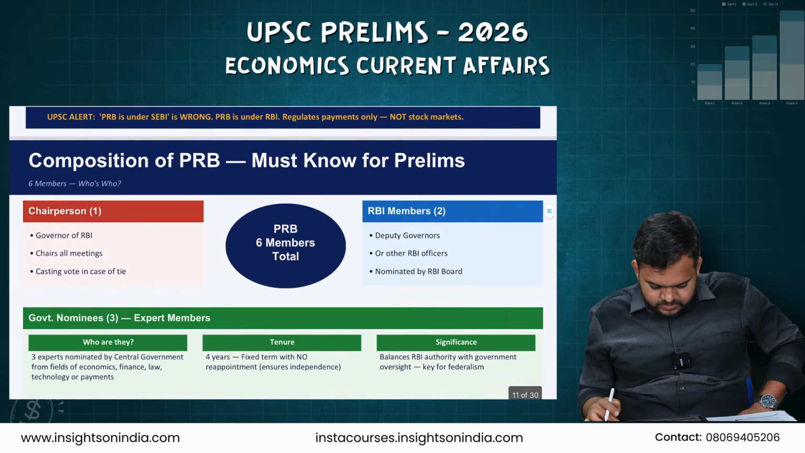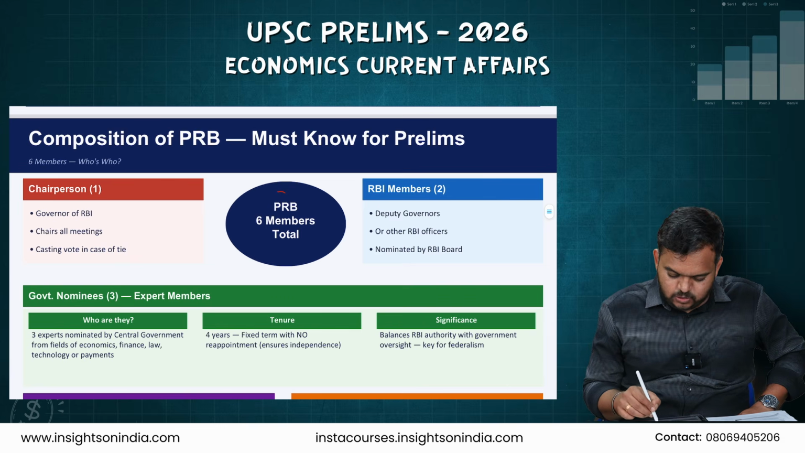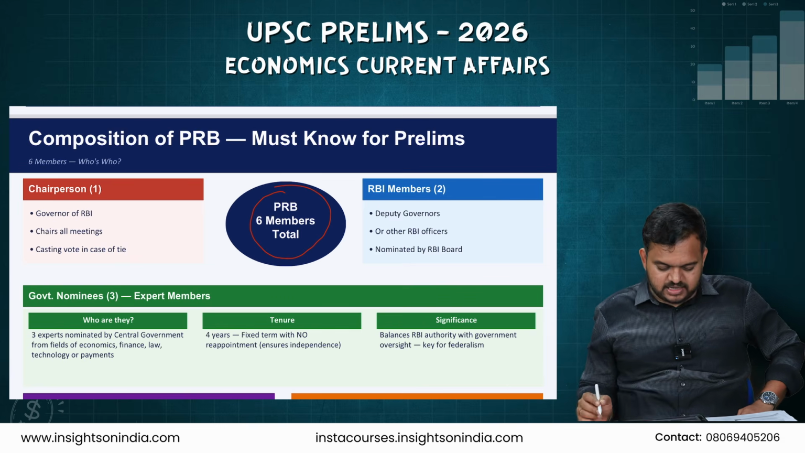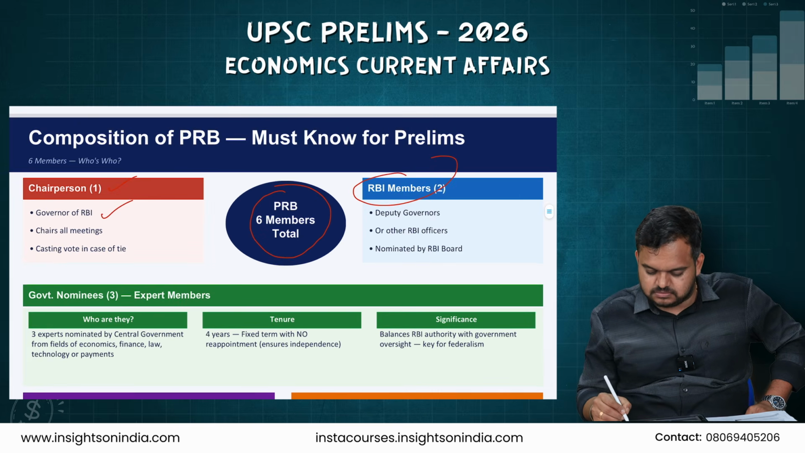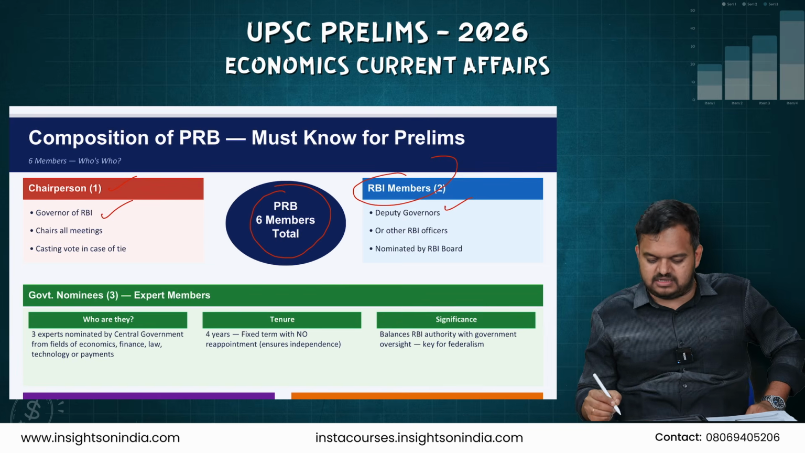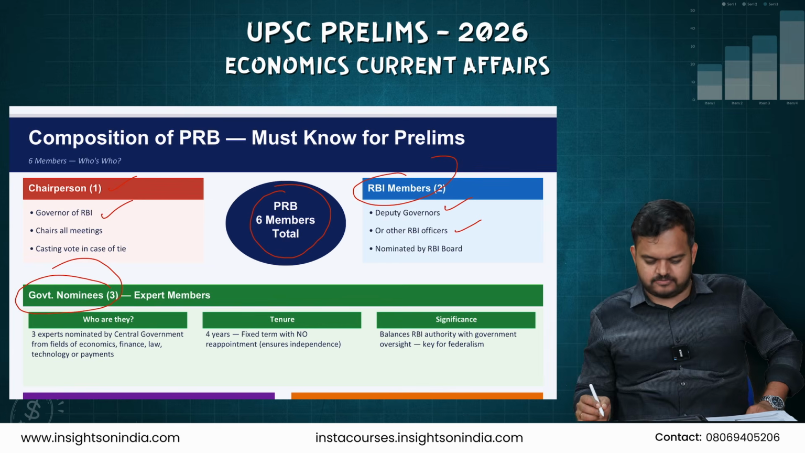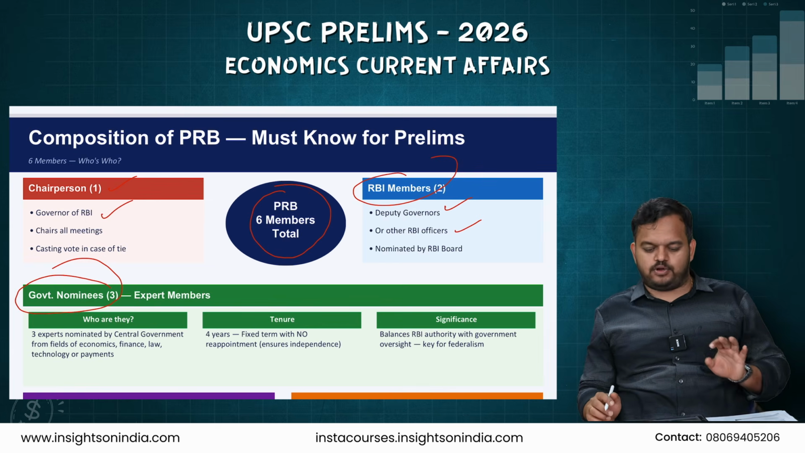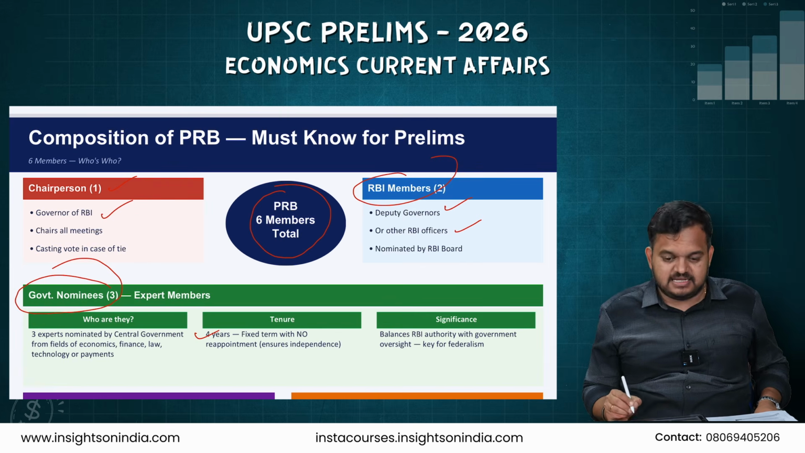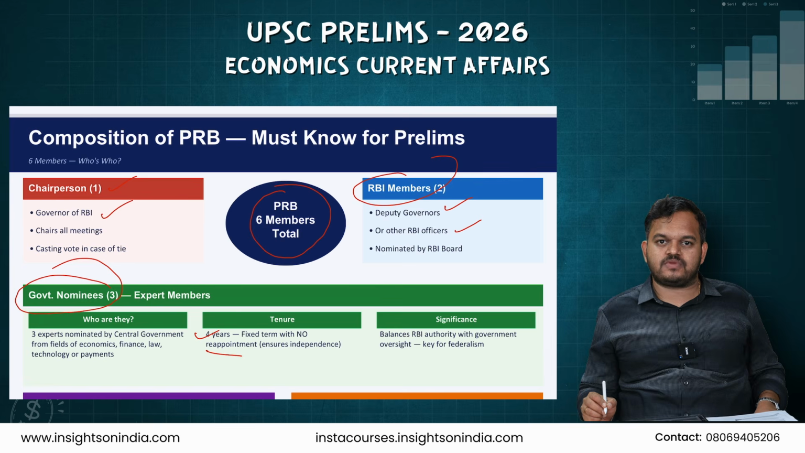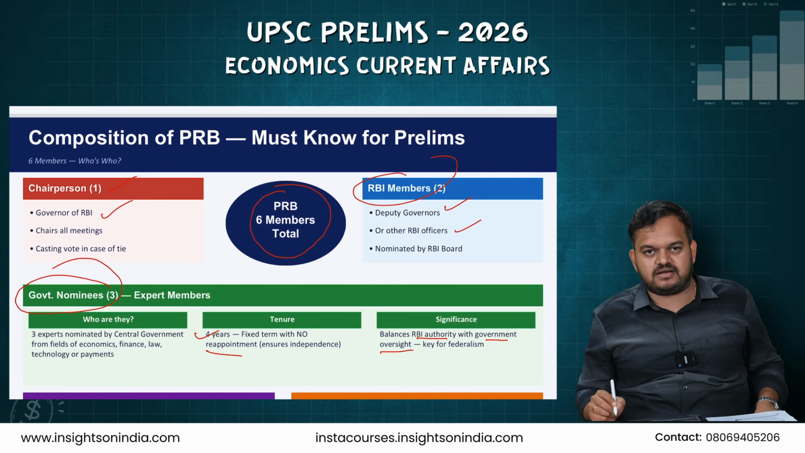That's about it. And there can be a question regarding the composition of PRB. It includes 6 members. Who are they? Chairperson, that is the Governor of RBI. There are 2 RBI members, deputy governors or any other RBI officers. There are 6 government nominees, again same as the Monetary Policy Committee. These 6 expert members are appointed for 4 years. There is no reappointment as well. It balances RBI authority and government oversight, right?